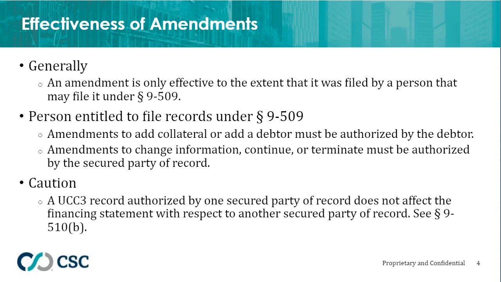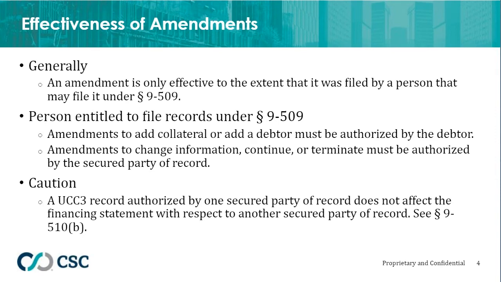Now, one thing to bear in mind, too, is that there may be limited effect to a UCC3 amendment because under 9-510(b), an amendment authorized by one secured party of record does not affect the financing statement with respect to another secured party of record, unless that other secured party of record has also authorized the filing. Now, as I mentioned, authority to file cannot be determined from the record itself. It isn't required to be indicated in the record, and in fact, it can't be proven by the record. That can only be determined through conducting further inquiry outside the public record.